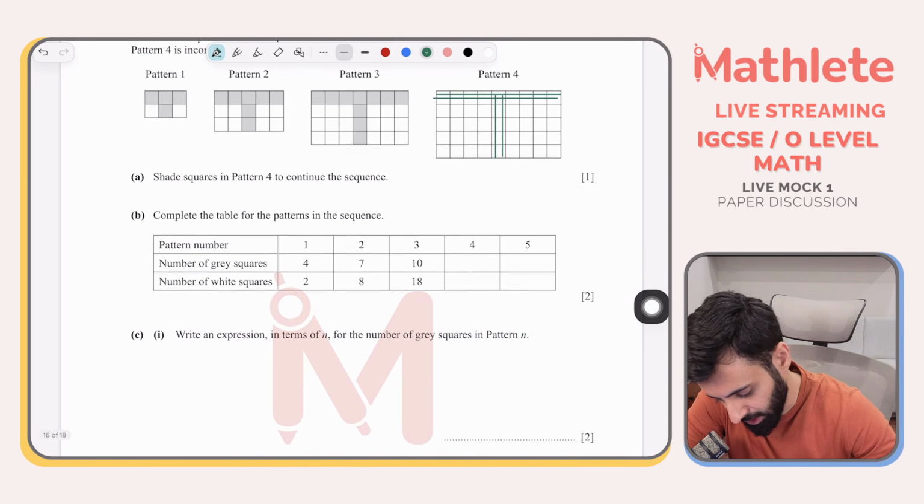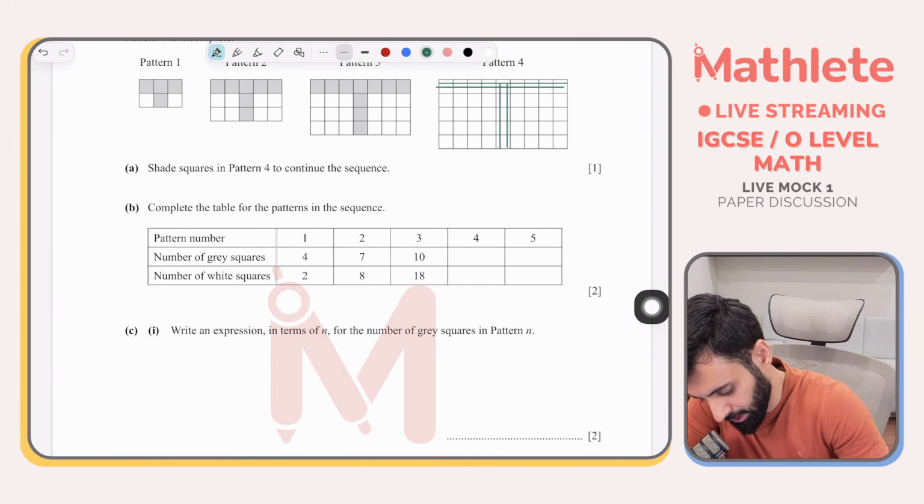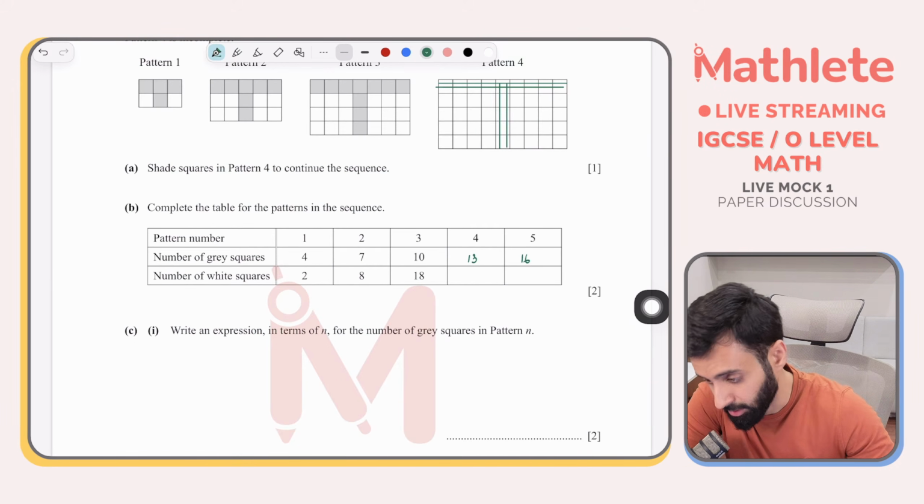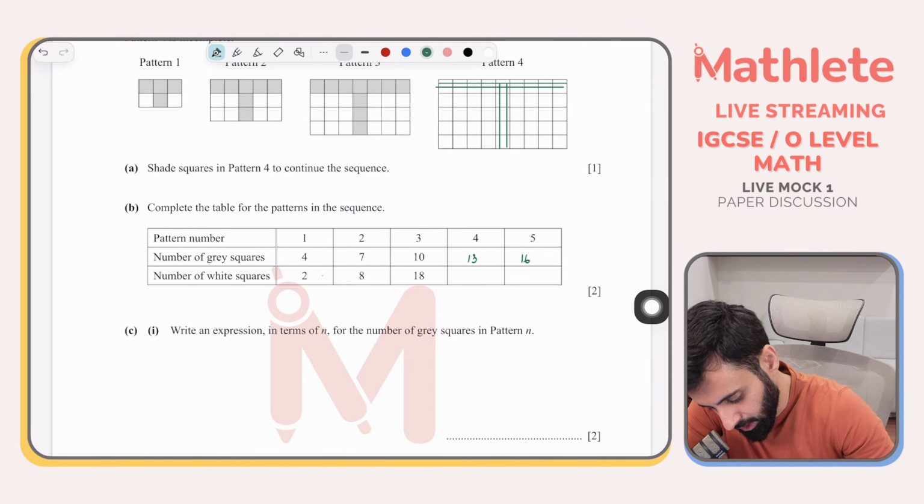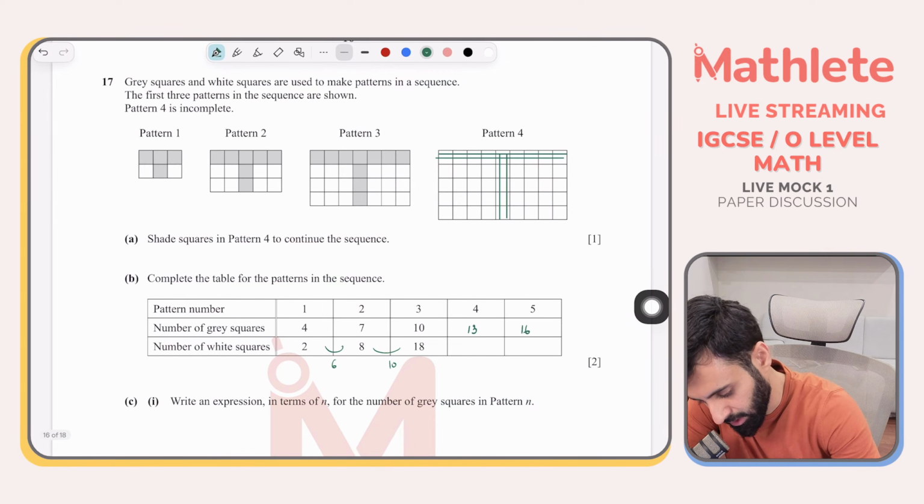So then the question says, complete the table. So 4, 7, 10, the next will be 13, then after that will be 16. You can see that there is a difference of 2. Then there is a difference of 6, then there is a difference of 10. Number of white squares, हम count भी कर लेते हैं to be on the safe side.